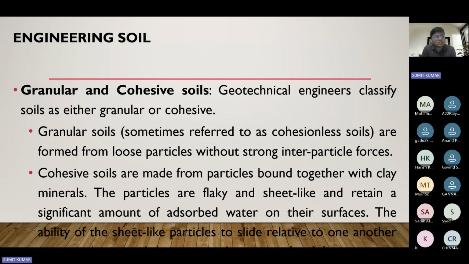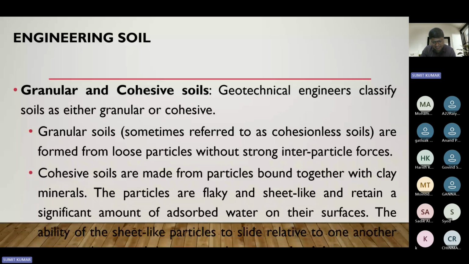So we are talking about the engineering soil, the granular or cohesive soil. In geotechnical engineering, we classify soil as granular or cohesive soil. You know that cohesion and angle of internal friction are the two shear strength parameters. Right, the cohesion is the property.